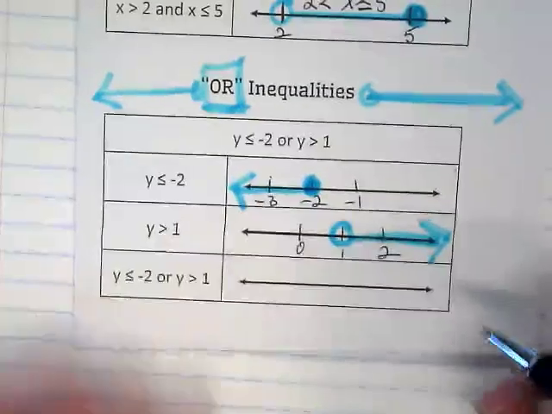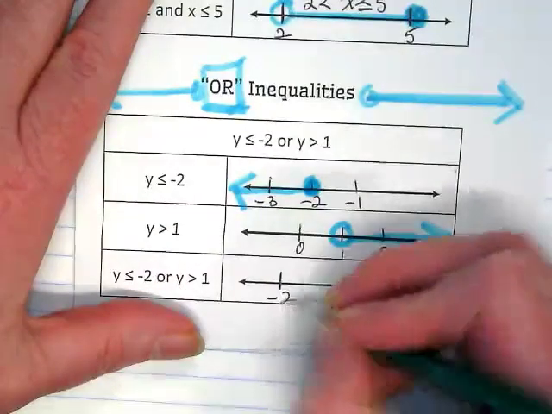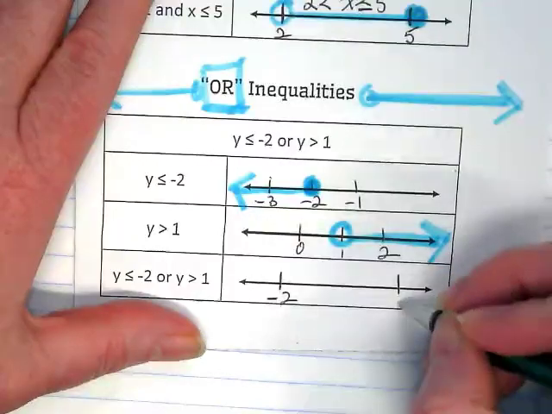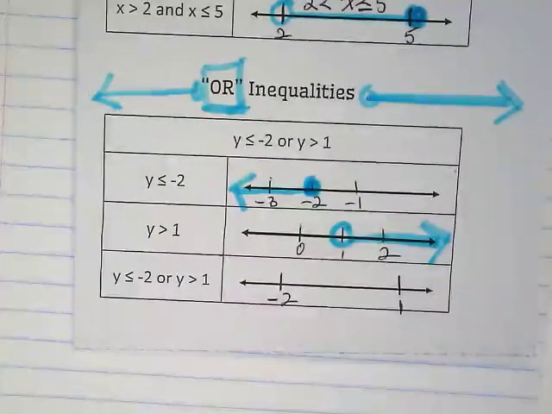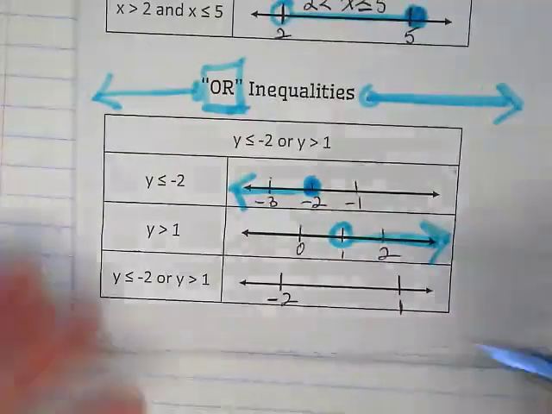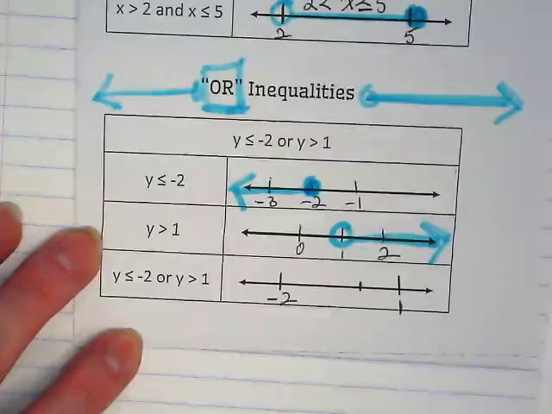So here's my OR. When I put them on the same graph, I need negative 2, I need 1. I am zooming in and I'm not being ultra specific, but when I drew this, I was picturing 0 about here. Can you guys see what I mean by that?